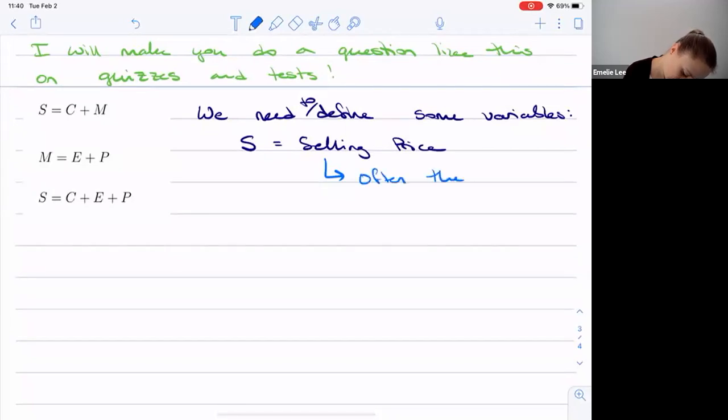Often the list price, L. So if you need to make the connection between one of the previous formulas and some of these new formulas, then that link, that selling price, is often the list price. That's not always the case, right?